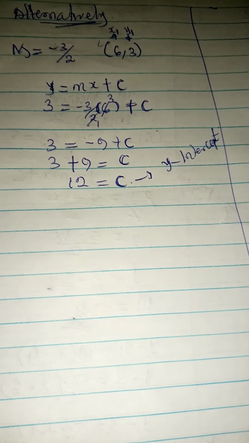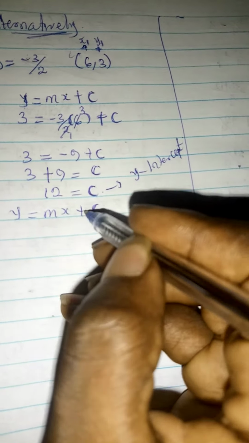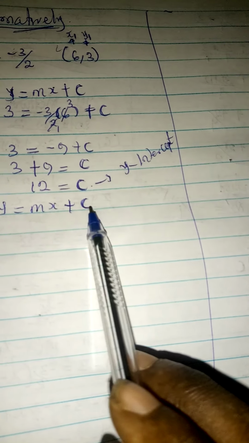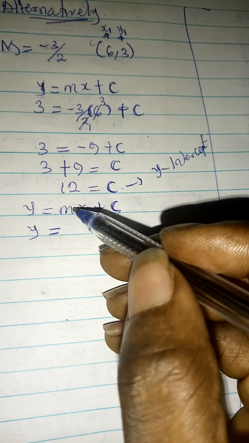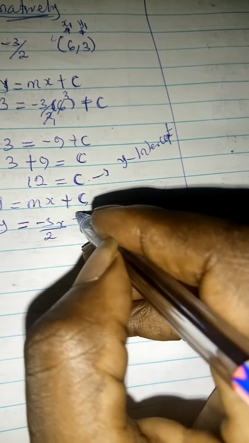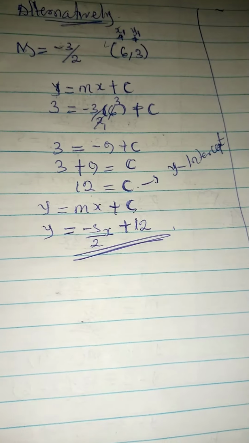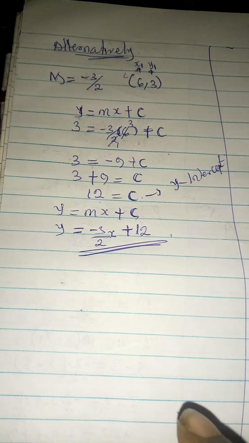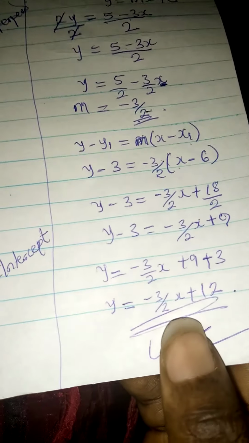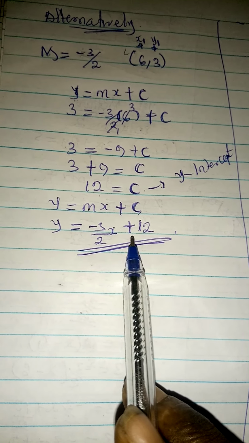Okay, from there we can now substitute into the equation. So y equals mx plus c. We are substituting two things there: the slope and then the y-intercept. So we have y equals, what is the slope? The slope is minus 3 over 2x plus, what is the y-intercept? The value of the y-intercept is 12. So that is the required equation. You can see from the first one we have y equals minus 3 over 2x plus 12, and the same thing with the second one, y equals minus 3x over 2 plus 12.